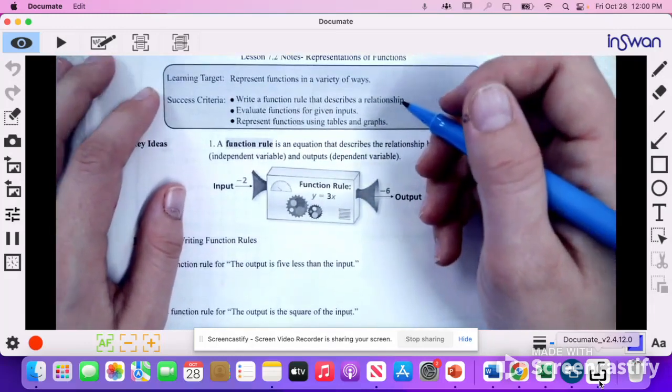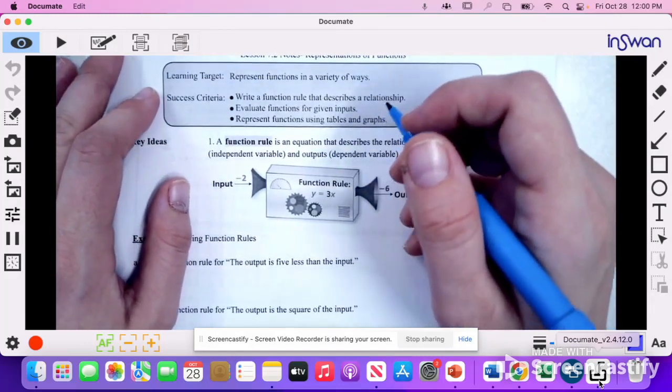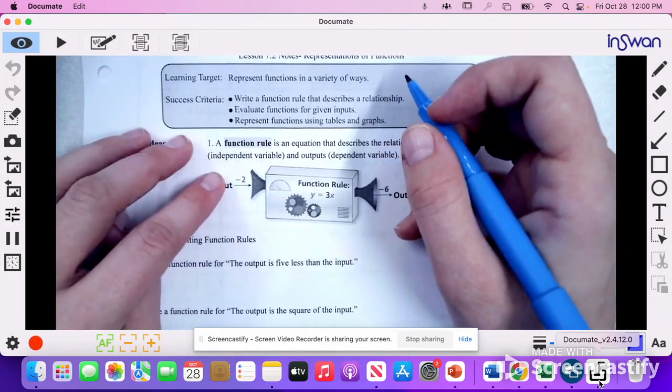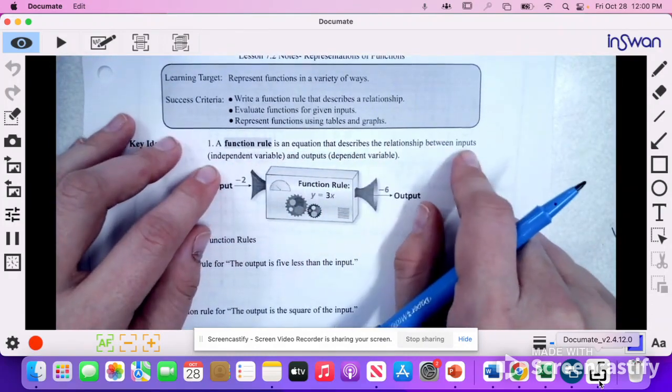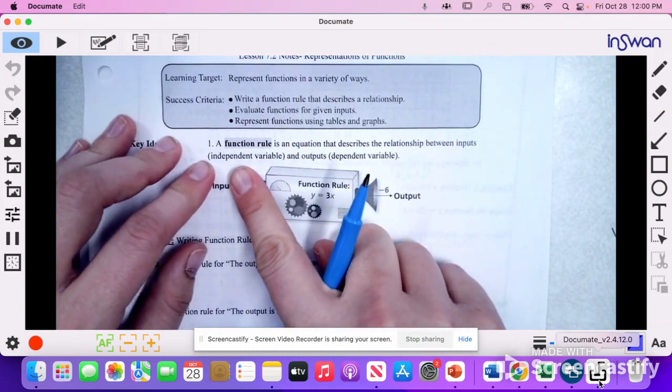We've talked about functions and what they look like. Today we're talking about function rules and how we can apply them. A function rule is an equation that describes the relationship between inputs, which are independent variables.